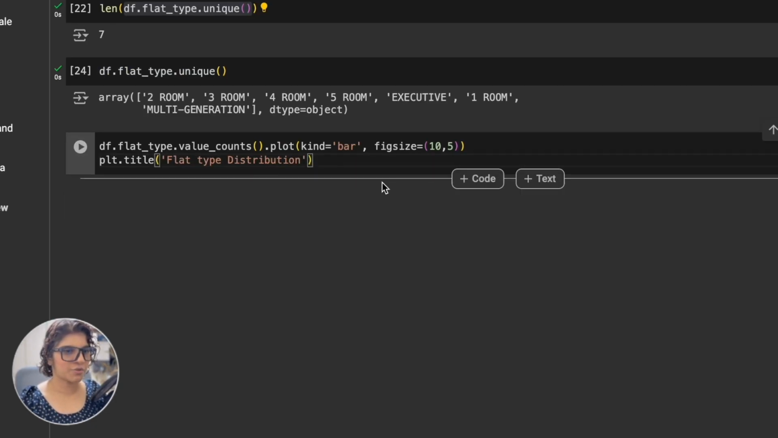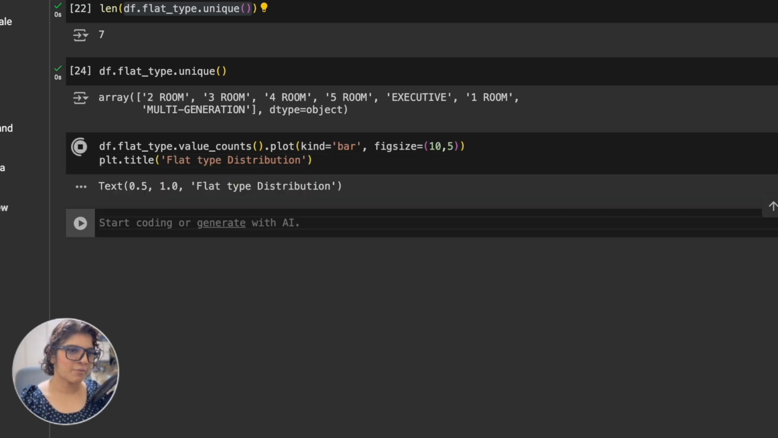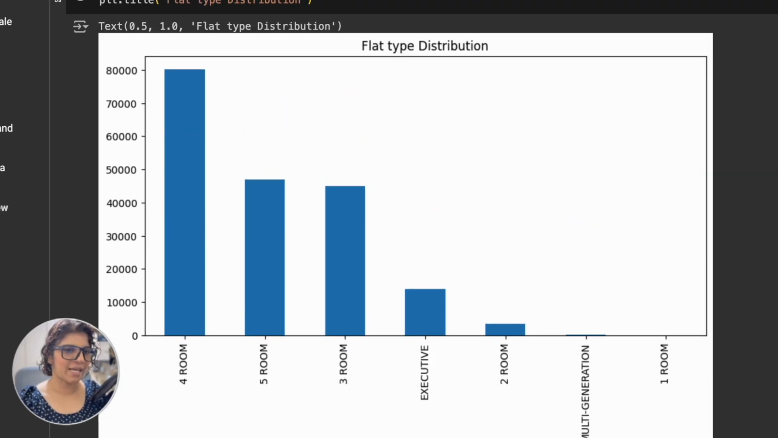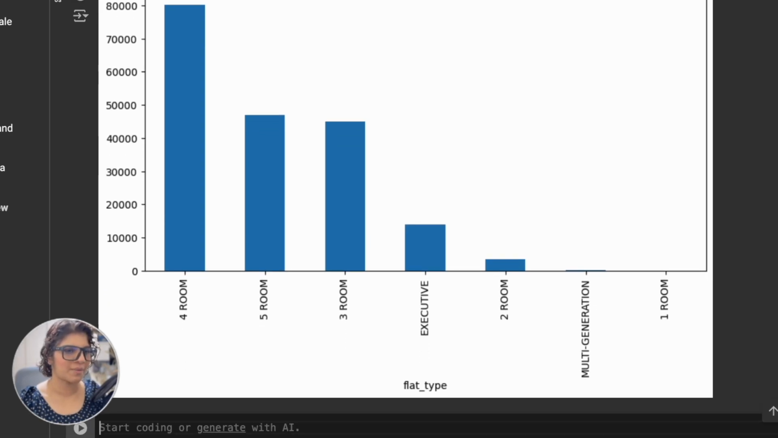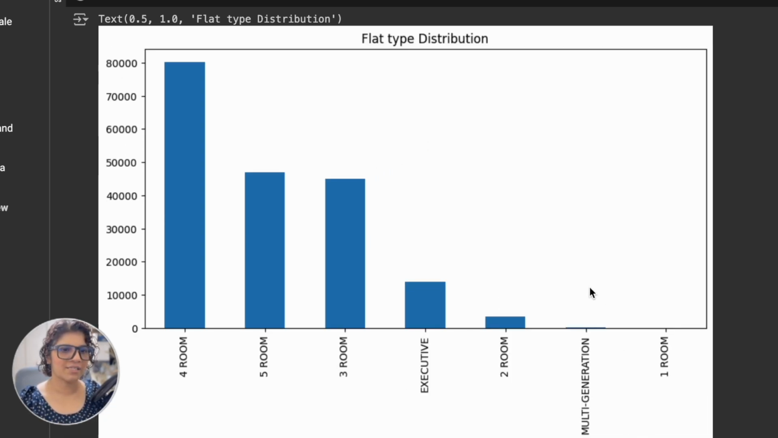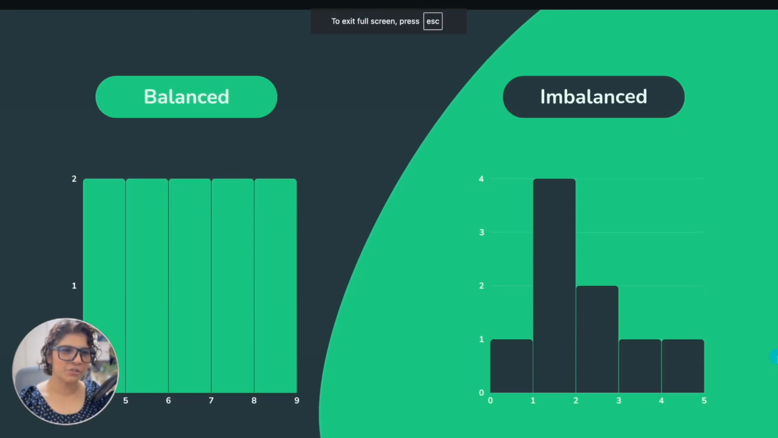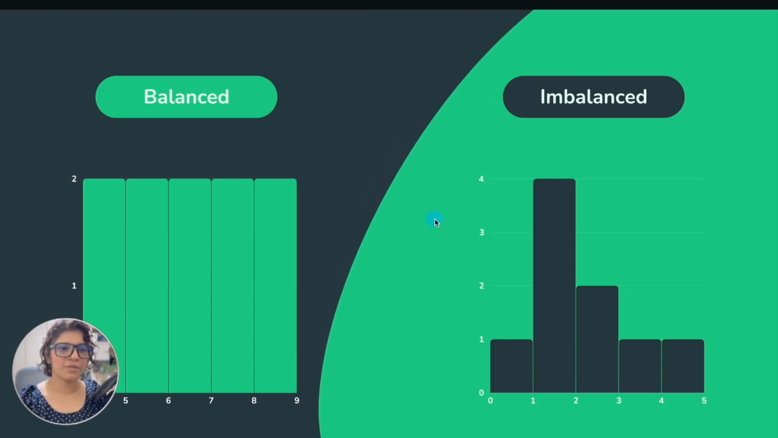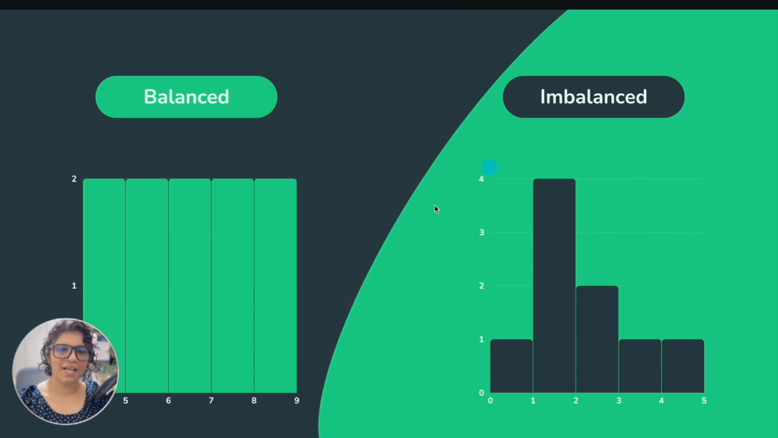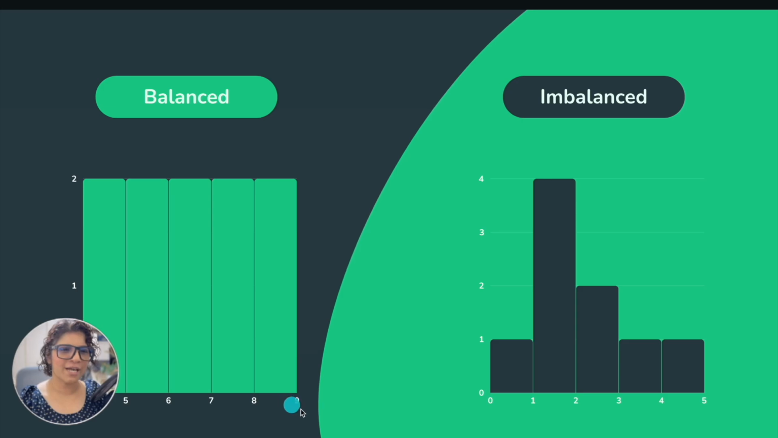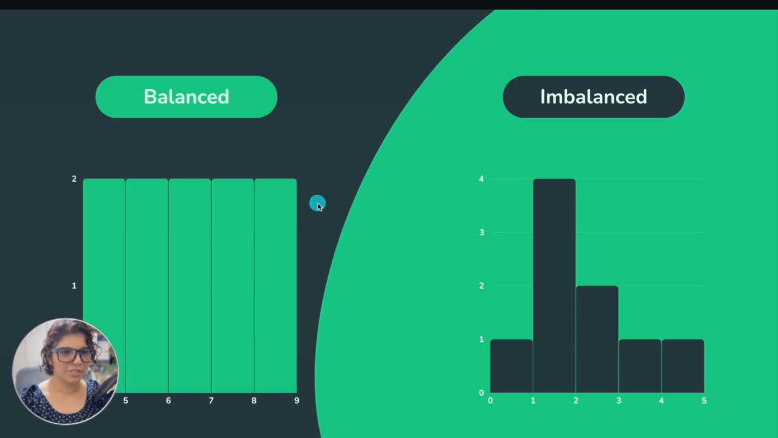Let's check the distribution. Again, we can see that some types like 4-room, 5-room, and 3-room flats are much more common in our data, while others like 1-room flats are less frequent. This kind of imbalance is normal in real-life data. There are usually advanced methods to handle data imbalance.